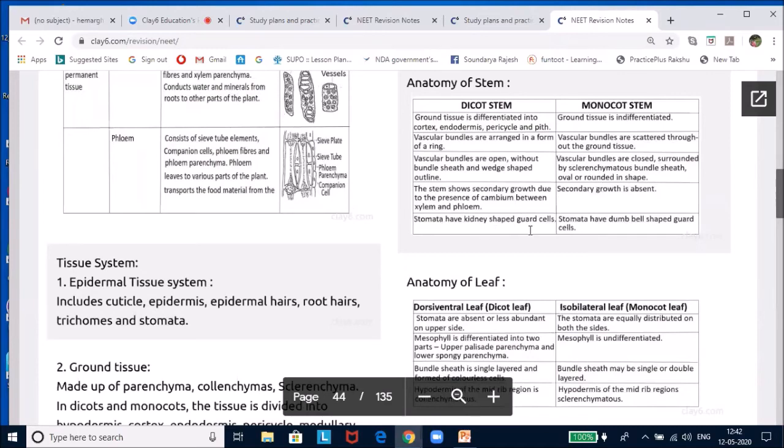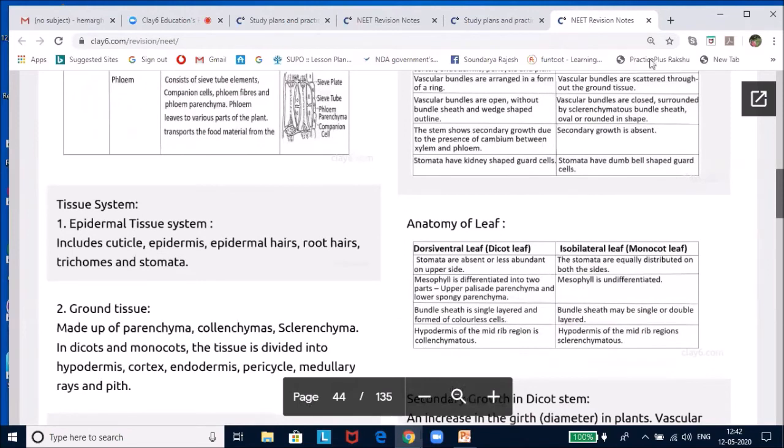In dicot stem, stomata will have kidney-shaped guard cells. In monocot stem, stomata will have dumbbell-shaped guard cells. Please make a note of this. They can ask you this to find out whether it is a key feature in identifying dicots and monocots. So in dicot stem, the stomata will have guard cells which are kidney-shaped, and in monocot stems, you will have stomata which are dumbbell-shaped.